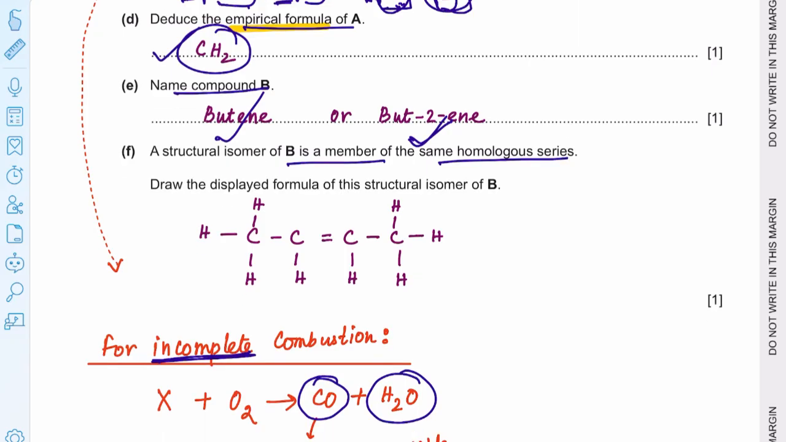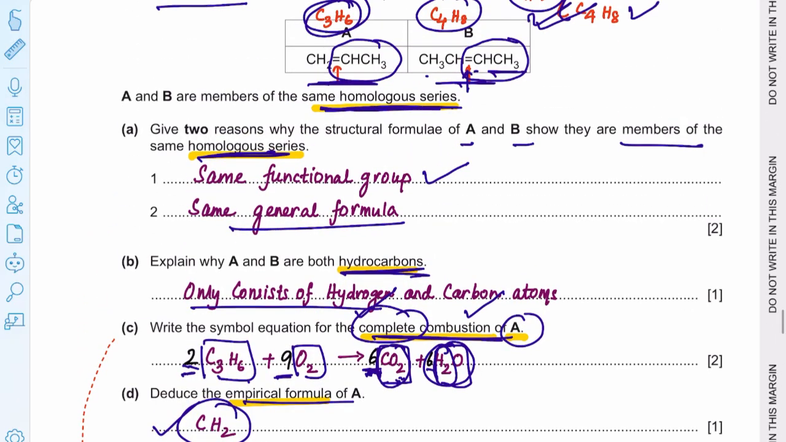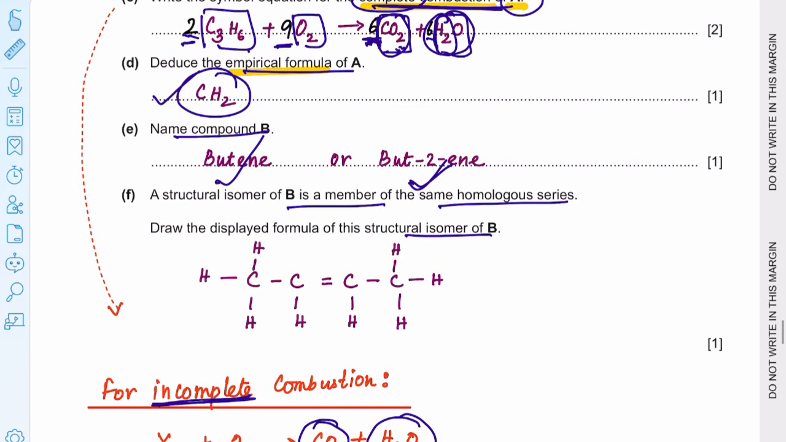A structural isomer of B, a member of the same homologous series. Draw and display the formula of the structural isomer of B. Very simple. You can see here what the question has given, CH3 CH double bond CH CH3, right? So we have 4 carbons, 1 2 3 4. At the second one we have to make a double bond, and each carbon will have 4 bonds. Be careful. One hydrogen, one hydrogen, one hydrogen, and this is the carbon-carbon bond. As we have this double bond, this is two bonds, third bond, and this is the fourth bond. So be careful. Again, for this carbon, two bonds, third bond, and this is the fourth bond. So yes, this is the structural isomer of B.